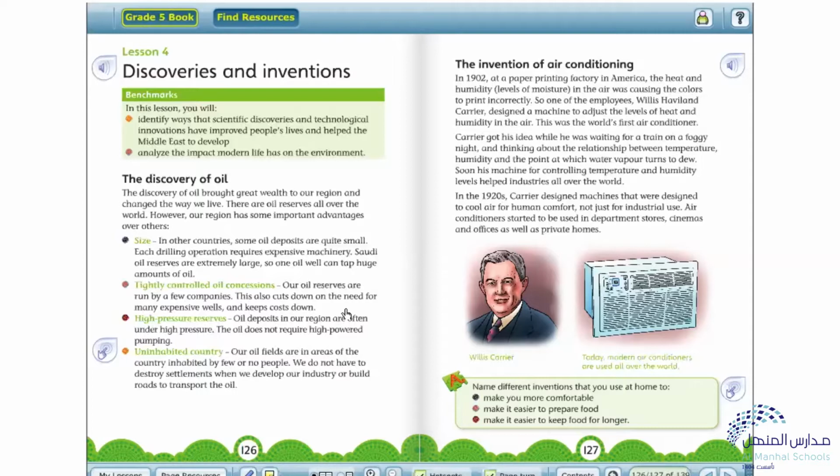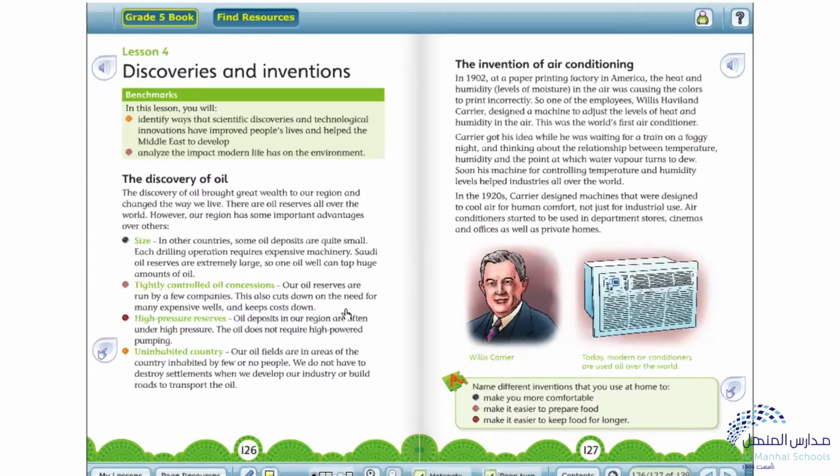The first one, page 126, is about the discovery of oil. The discovery of oil in the region has 4 important advantages. The first one is the size, the second is tightly controlled oil concessions, the third is the high pressure reserves, and the fourth is uninhabited country. Those are the 4 main things students are going to learn about on the discovery of oil.